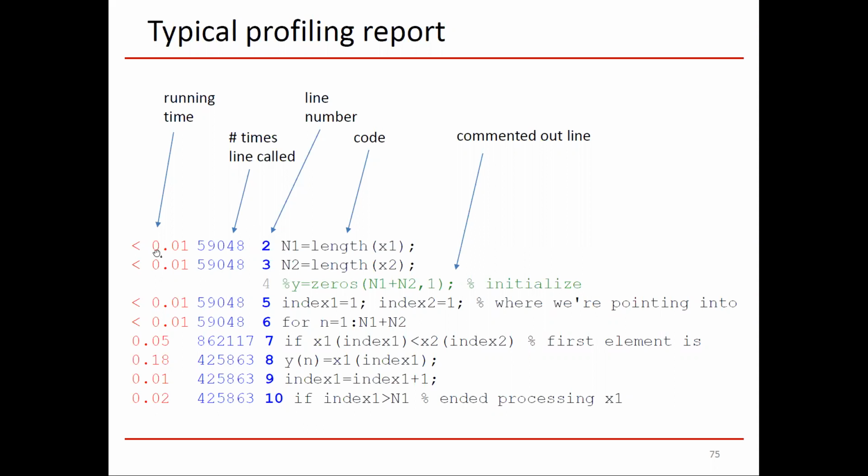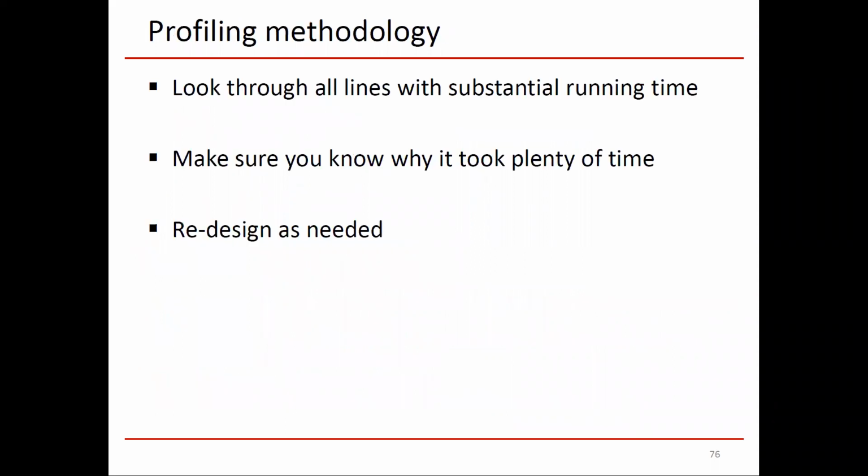So we see the running time of lines 2, 3, 5, and 6 was less than 100th of a second each. And because line 7 ran 860,000 times, it took 5/100ths of a second. And this line number 8, where y of n gets x1 at location index 1, that runs fewer times, 400-something thousand instead of 800-something thousand, but it takes 18/100ths of a second. So apparently that line is a bit heavier for whatever reason. But the bottom line is that this information now allows us to identify hotspots in our code.